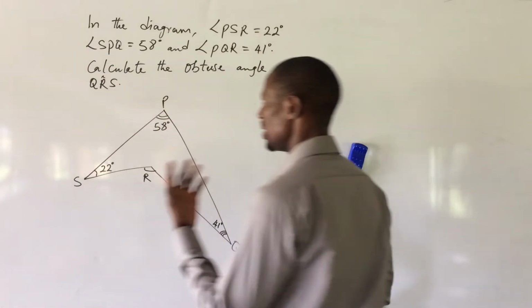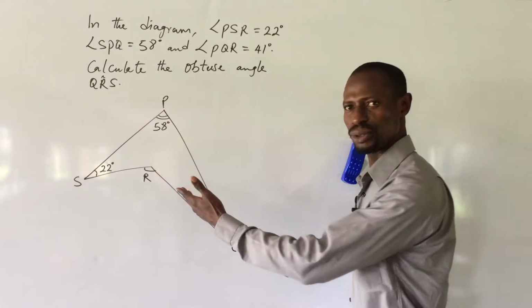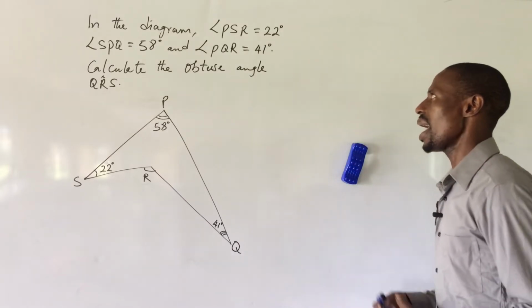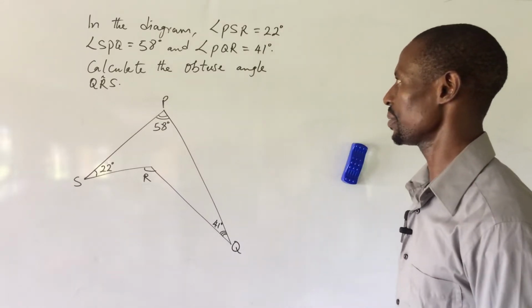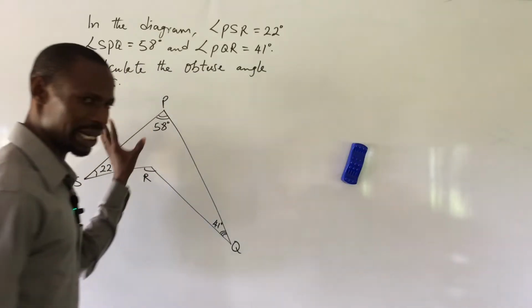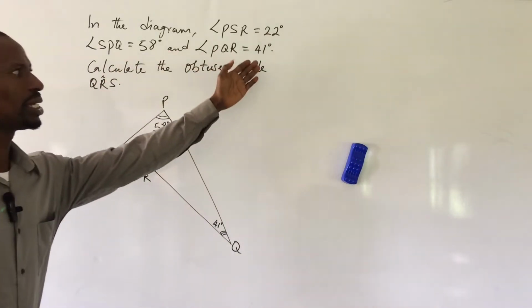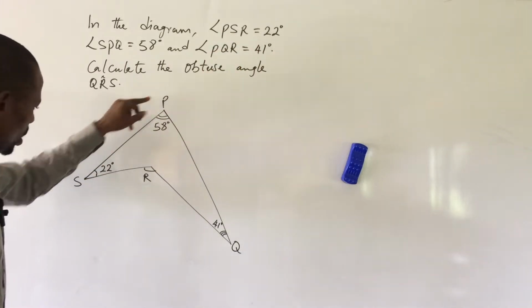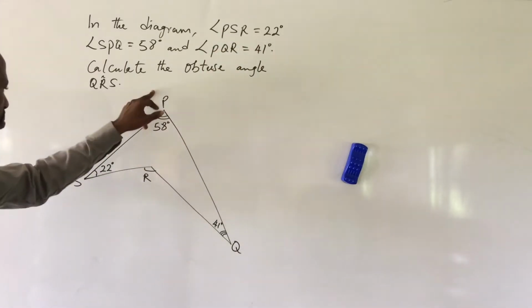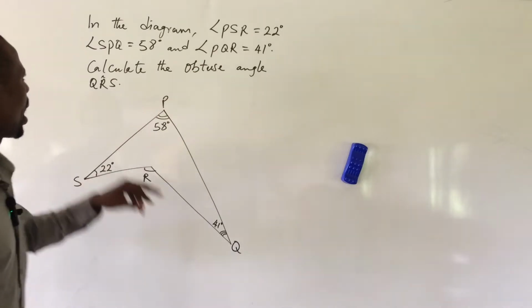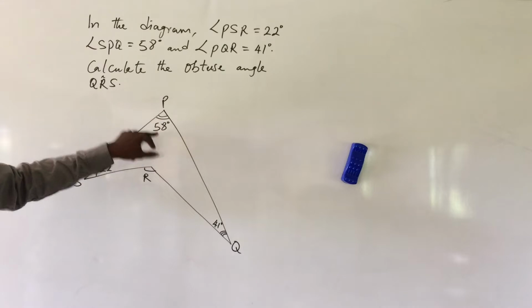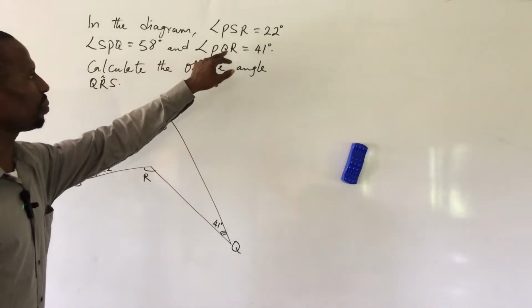Now we have a problem on triangles. The question says in the diagram, angle PXR is equal to 22 degrees. Now let's take a look at our diagram so that we can figure out these values. Angle PXR, look at your P, look at your X, look at your R. So PXR is 22 degrees and angle XPQ is 58 degrees.